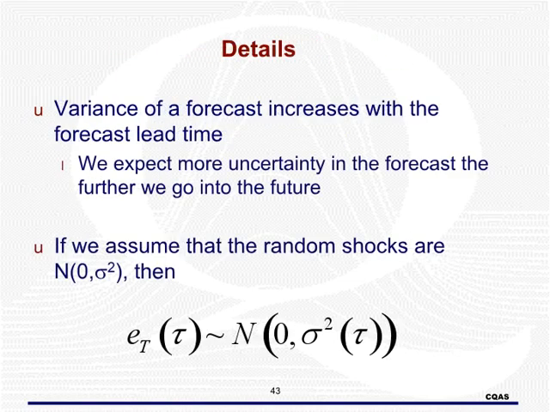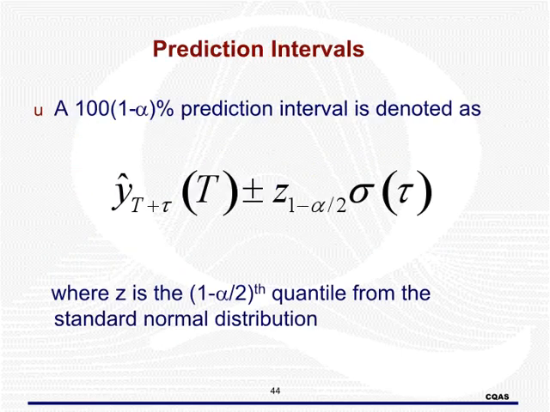Something to note is that we expect the variance of a forecast to increase with the forecast lead time. This should be apparent since we expect more uncertainty as we move away from the last time period used to create the model. The distribution of the forecast errors is normal with mean 0 and variance as seen on the previous slide. This holds only if we assume that the random shocks follow the typical assumptions. The prediction intervals are given in the slide.